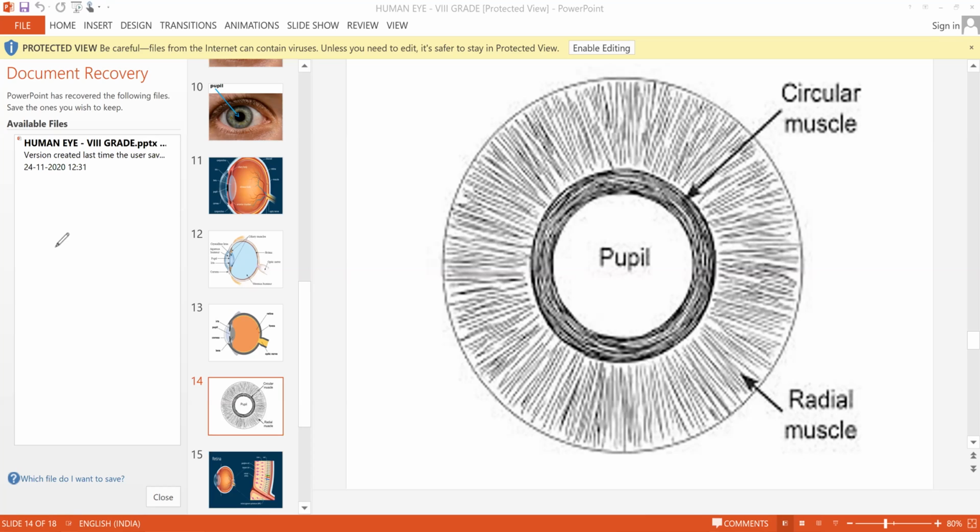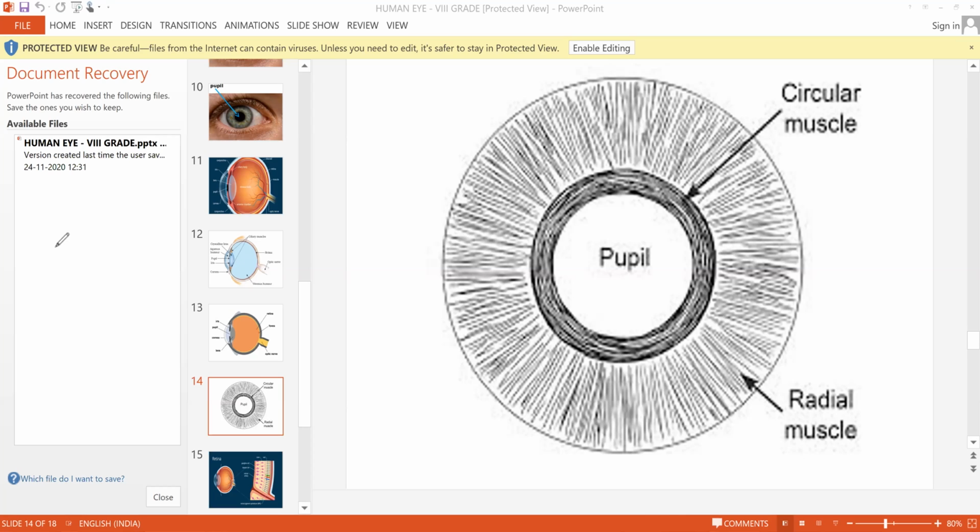The same thing is given in your course book also, you can read it. It is a pigmented muscular structure. Anyways, the time is up. So this is also easy, the iris.